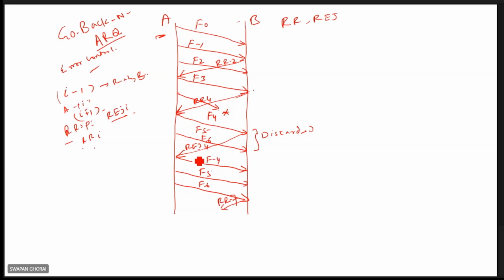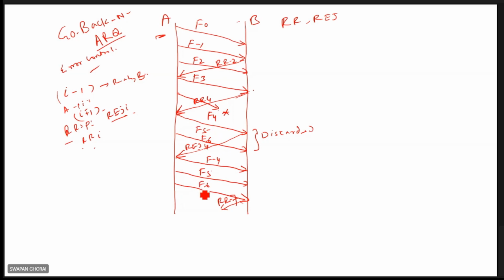Reject 4. So after receiving this negative acknowledgement, A will not only send this frame number 4, but also the subsequent frames that it has already transmitted after transmitting 4. So 5, 6, etc. will be transmitted. So this is the case. This is case 1.